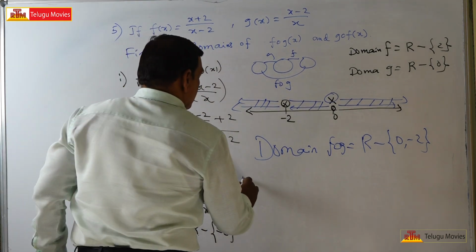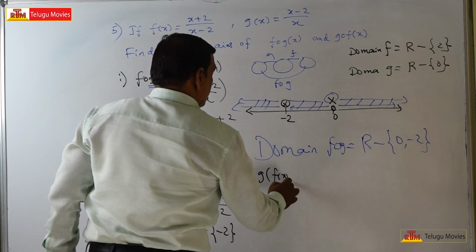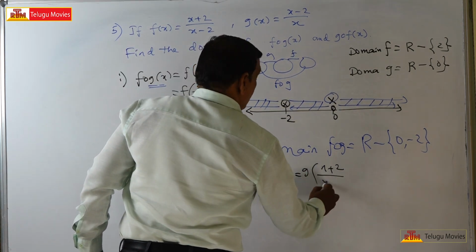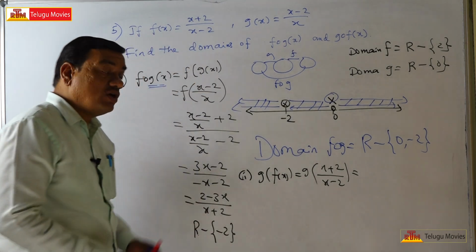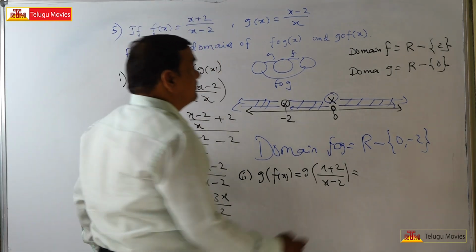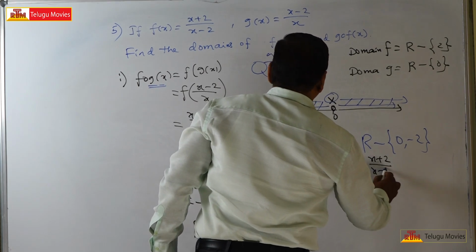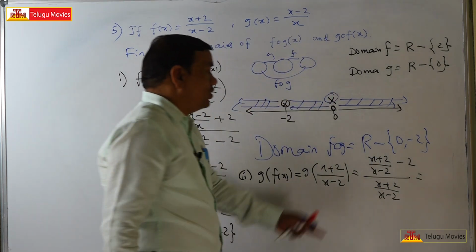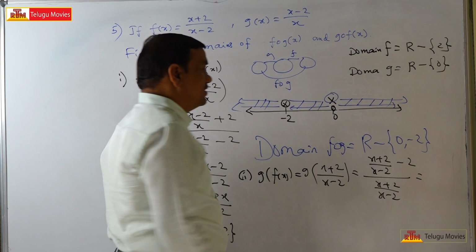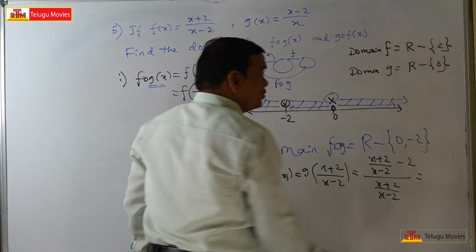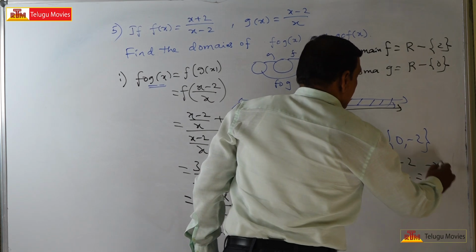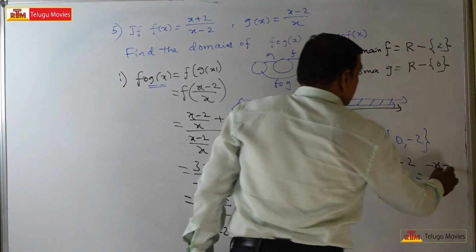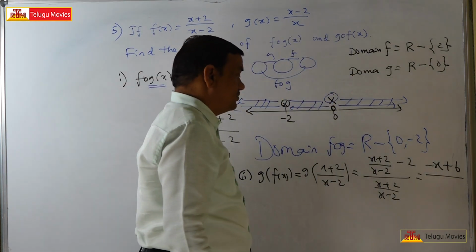Similarly, you can find the second one, g of f of x. That is g of f of x means how much? x plus 2 upon x minus 2. What is g of x plus 2 upon x minus 2? Take that. So this is x plus 2 upon x minus 2 minus 2 by x plus 2 upon x minus 2. If you calculate that, you will get minus 2x, x minus x, here minus 2 into minus 2 plus 4, plus 4 plus 2, plus 6. The denominator is very, very important. So here x plus 2.